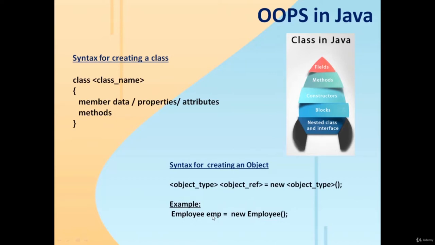So I am an object. I have got my own employee number, my own official name, my own address. I have got my designation, salary, all those things. But I am identified with my name. That name is nothing but the reference, the pointer to its memory.